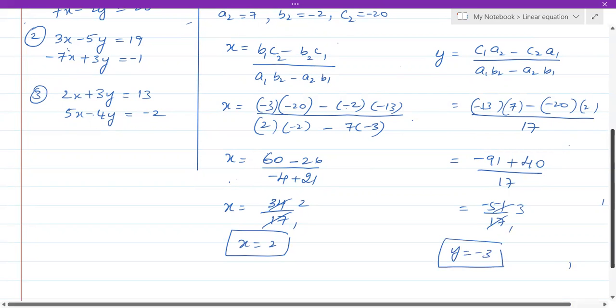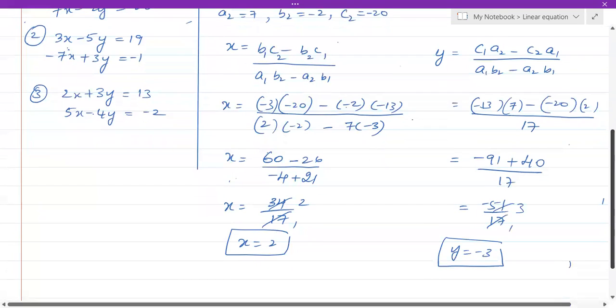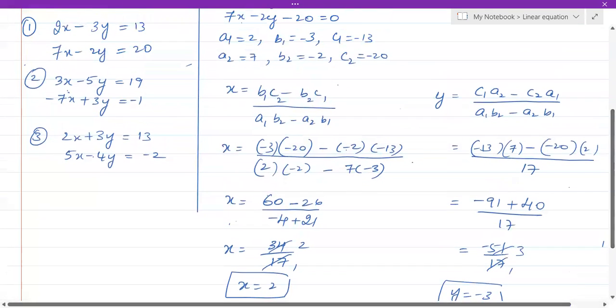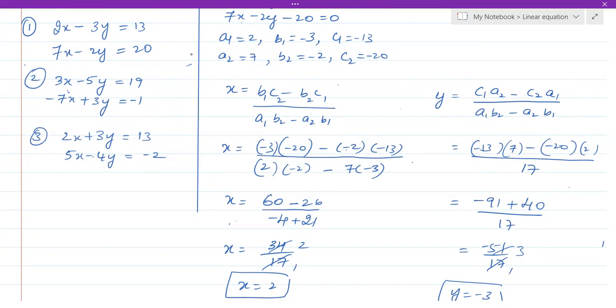We have already solved this question using elimination method. Even there, we got the same value, y as minus 3 and x as 2. So I've put up 2 more questions here. As you can see, the first step is make the RHS as 0. Find the value of A1, B1, C1, A2, B2, C2. Write the formula correctly, substitute in the formula and solve it properly. Easily you will get the value of x and y.